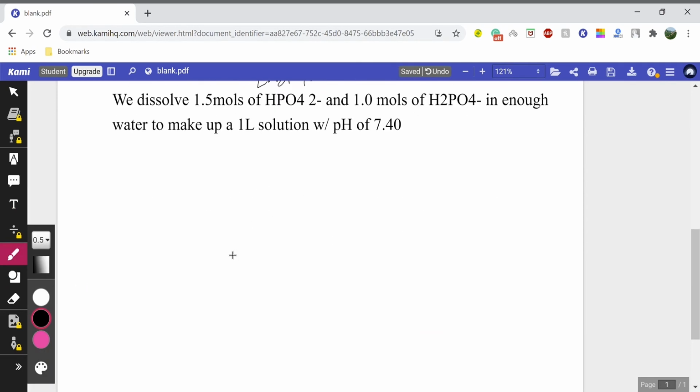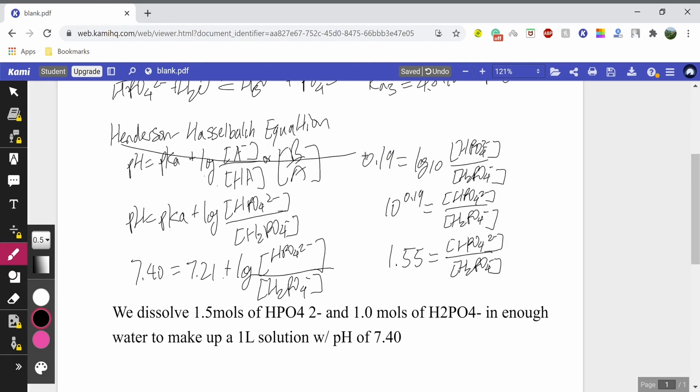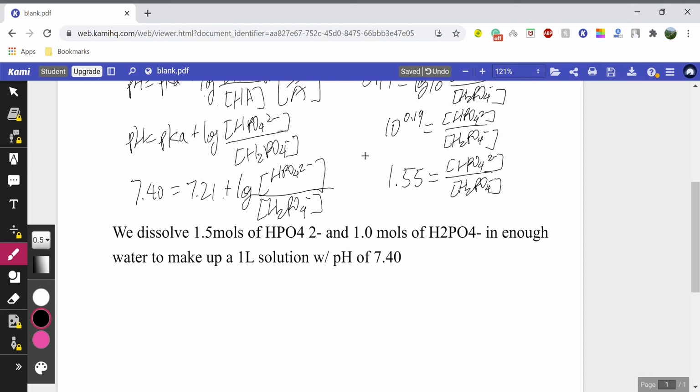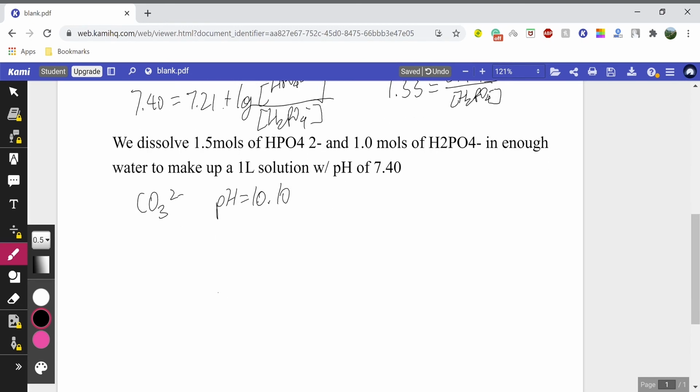Okay, now let's quickly look at another example and use our HH equation to see how we prepare. The question asks, how would you prepare 1 liter of carbonate buffer at 10.10 pH? So we're looking for a carbonate buffer. Carbonate ion is CO3 2 minus, and the pH is 10.10. That is our pH and that is our ion. So this one can form two equations.